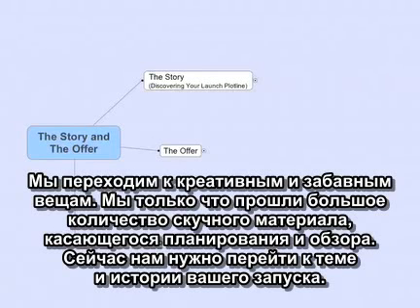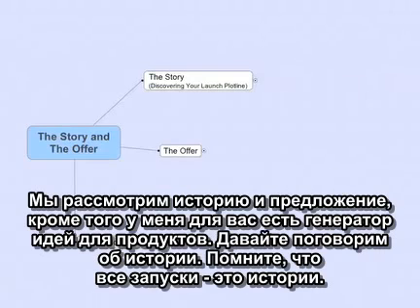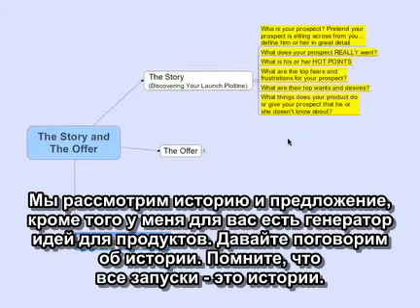Okay, so now we're about to get to the creative, the fun stuff. I mean, we just went through a lot of the more dry stuff, some of the planning stuff, some of the overview stuff. Now we need to really start nailing down what's going to be the whole theme and the story of your launch. So we're going to take a look at the story and the offer, and I've also got this product idea generator for you. So let's talk about the story.